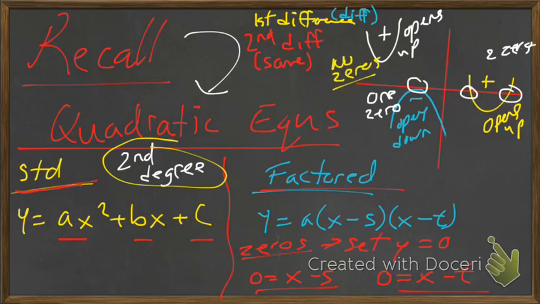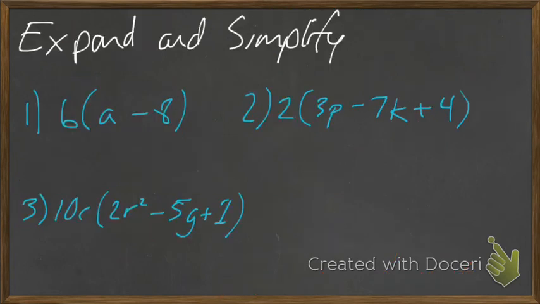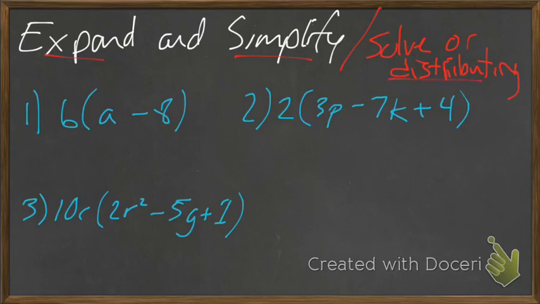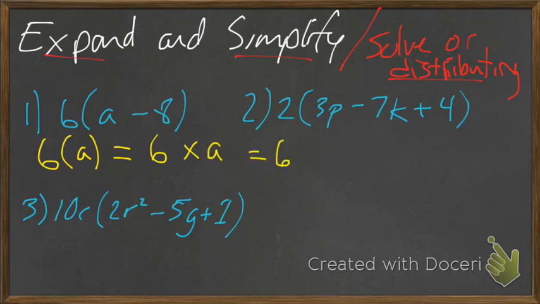This is a bit of a mess now, so I'm going to go to the next slide. We're going to look at expanding and simplifying. Like we said, this could also be called solving or distributing. Now that's specifically distributing, for these examples. Now how we do that is we take this 6, and we know anytime we have a 6 with a bracket, so 6 bracket a, that's going to equal 6 multiplied by a, which will equal 6a.